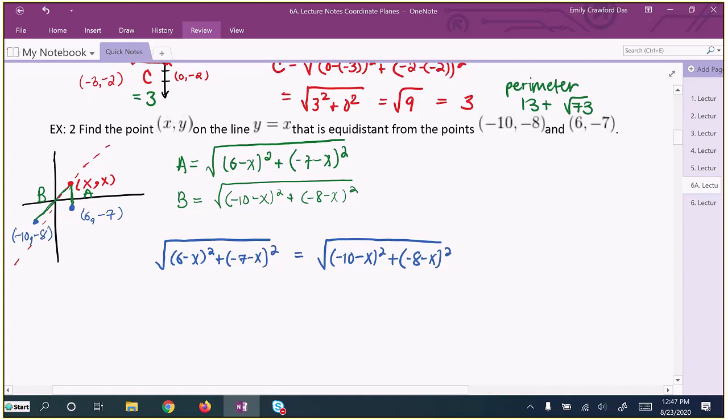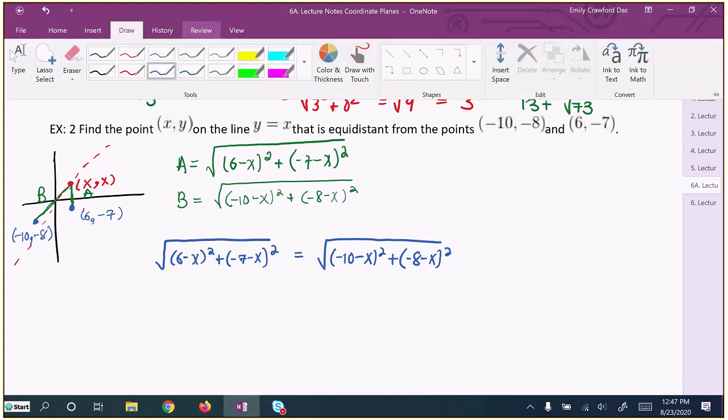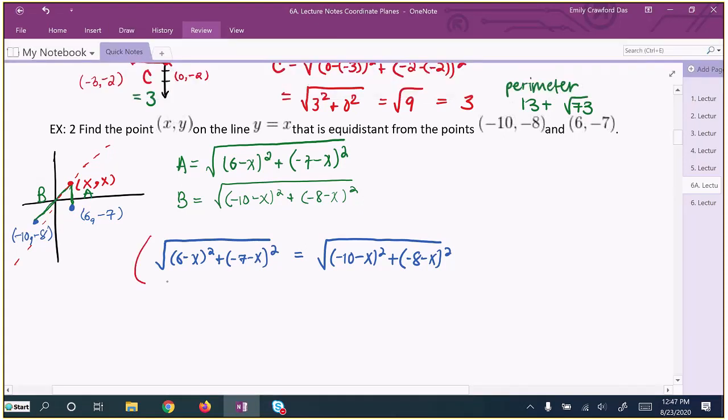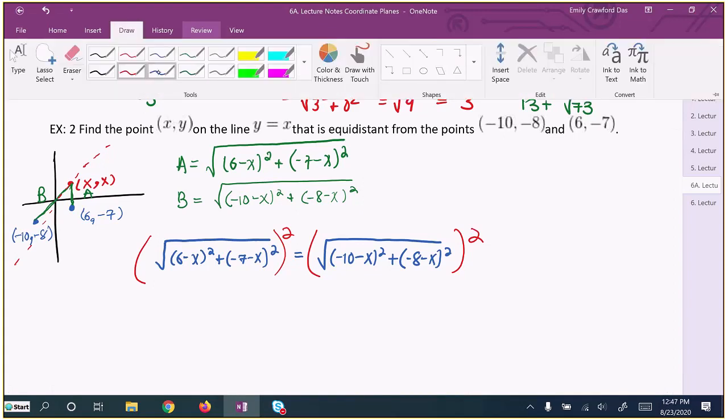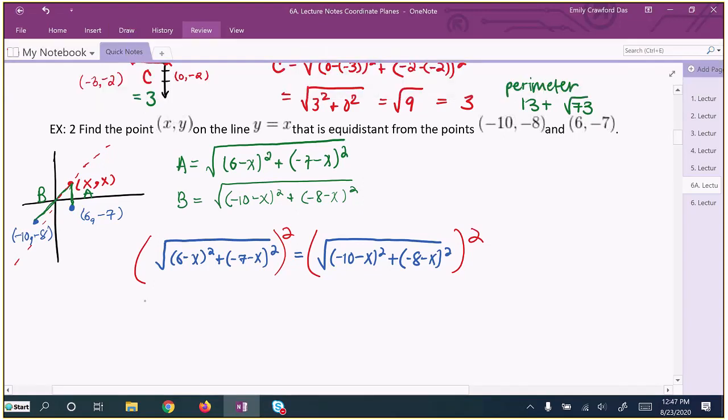Okay, so I think a good first step would probably be to go ahead and square both sides. Now I also know that I can simplify this stuff under the square root, and eventually I'll probably do that. But let me first just square both sides. That's going to get rid of those square roots, and what I'm going to have is (6 minus x) squared plus (minus 7 minus x) squared equal to (minus 10 minus x) squared plus (minus 8 minus x) squared.